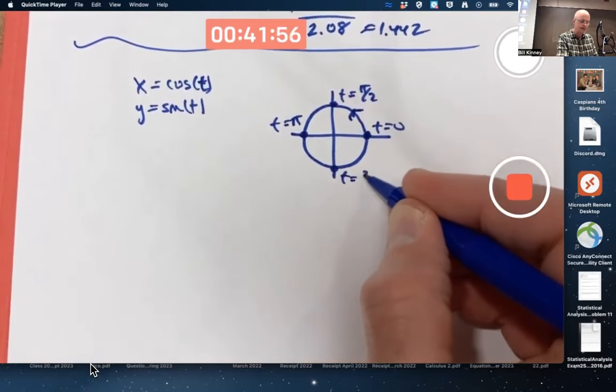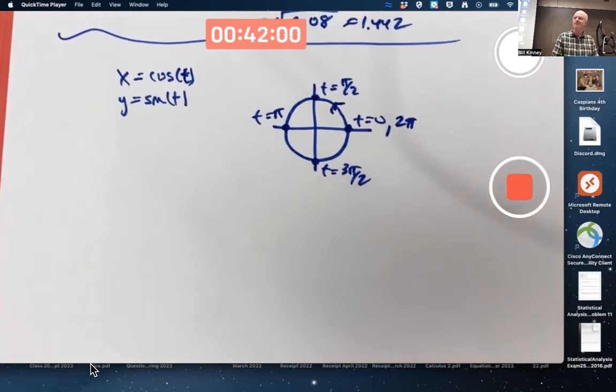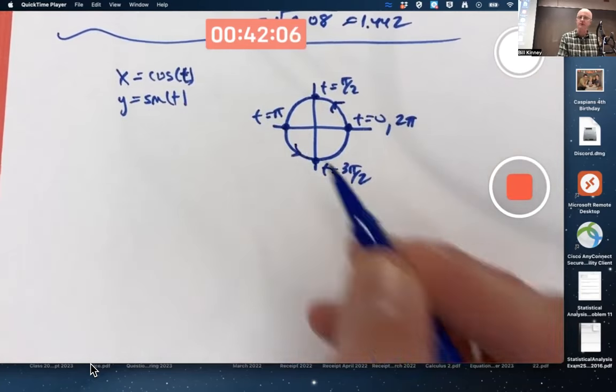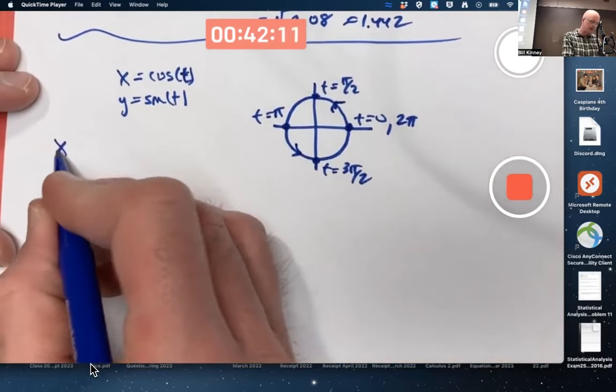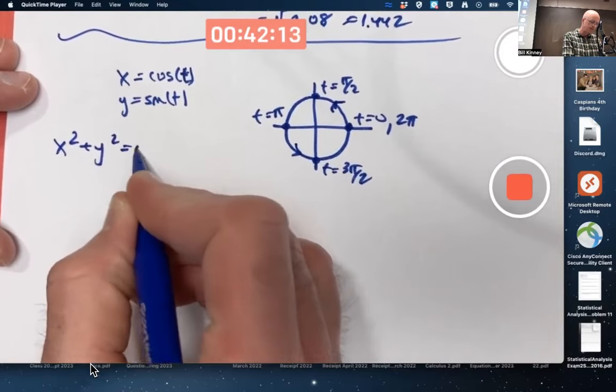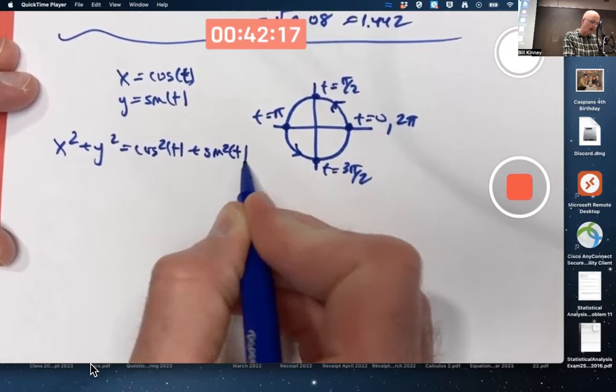Down here, it's when t is 3 pi over 2, and then it's back to where it started when t is 2 pi. And then the cycle repeats. That's the most basic way to parameterize the unit circle based on the definition of cosine and sine. And it does parameterize the unit circle because x squared plus y squared is cos squared t plus sine squared t, which is 1 for all t.